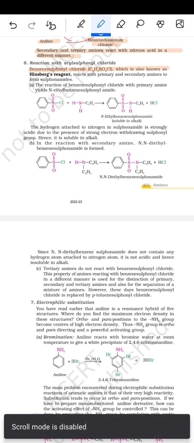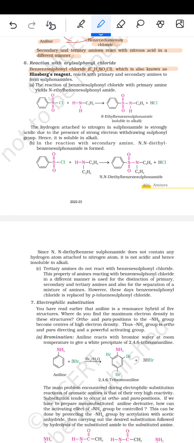तो बेंजीन सल्फोनिल क्लोराइड C6H5SO2Cl, which is also known as the Hinsberg reagent, reacts with the primary and the secondary amines to form the sulfonamides. The reaction of the benzene sulfonyl chloride with the primary amine yields the N-ethyl benzene sulfonamide, जैसा कि N-ethyl बन गया यहाँ पर. N-ethyl benzene sulfonamide soluble in the alkali हो गया.